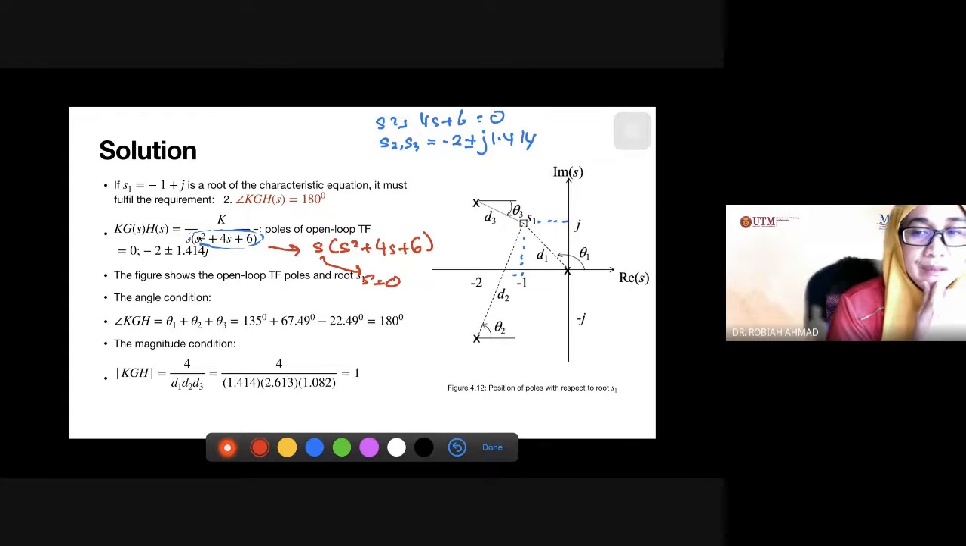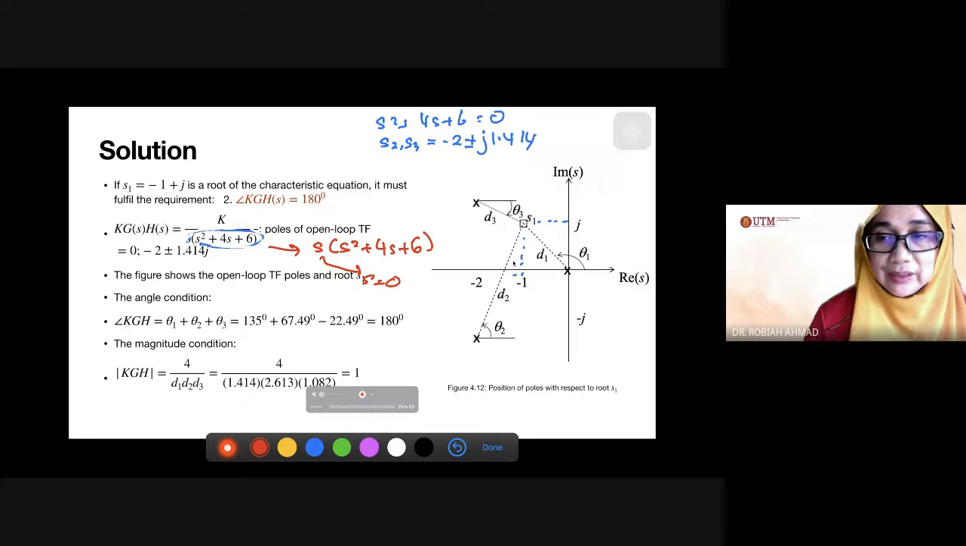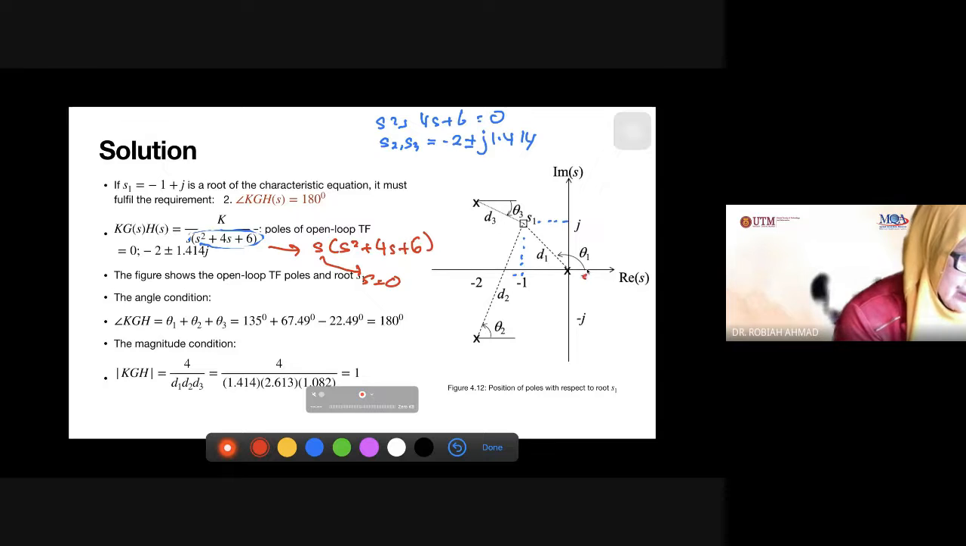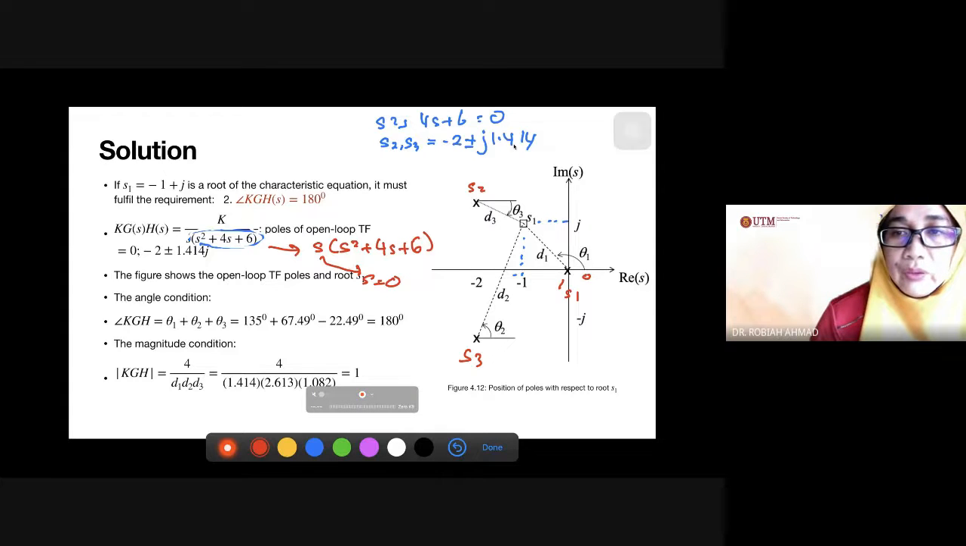What it means by the angle characteristic is that the angle must be equal to 180 degrees. So how do we calculate the angle? This is the roots. The angle must always start from 0 here to the line. So this is our S1, this is our S2, and this is our S3. Our S1, S2 are -2 plus minus j1.414.